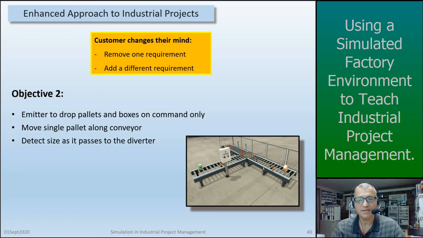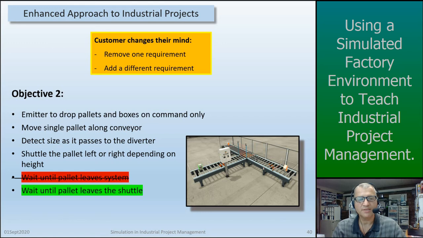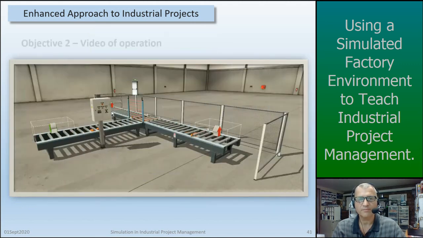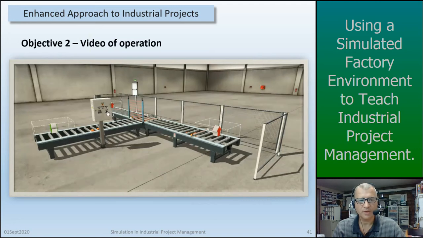We're going to detect the size as it passes to the diverter and then again shuttle the parts left and right. But instead of waiting until the pallet leaves the system, for this option we're going to wait until the pallet leaves the shuttle. At that point in time we're going to reset and release another pallet to the system. So now I have a video of that operation as well. Let's put the system on automatic mode, start it.